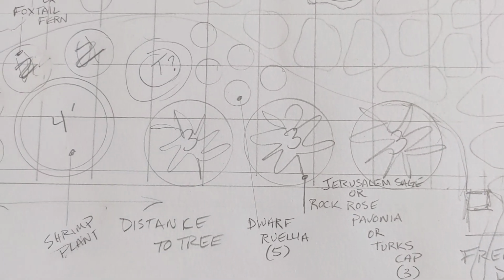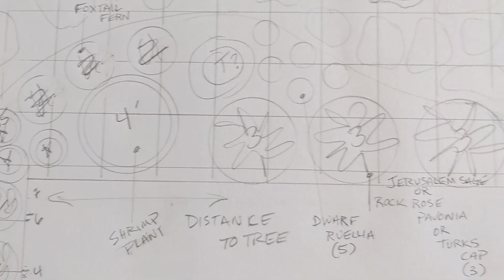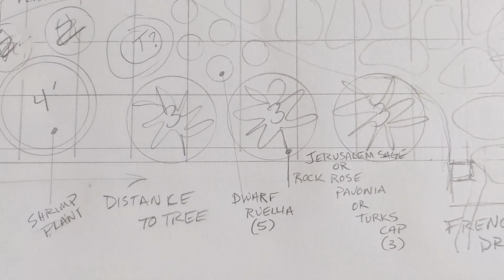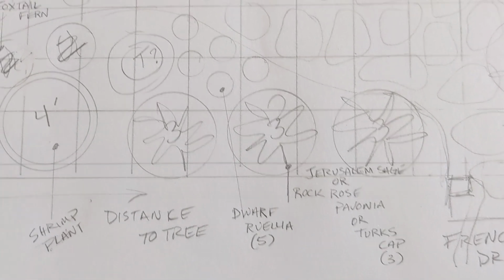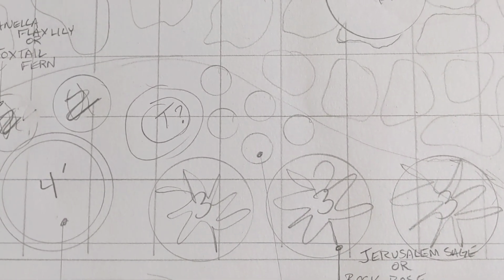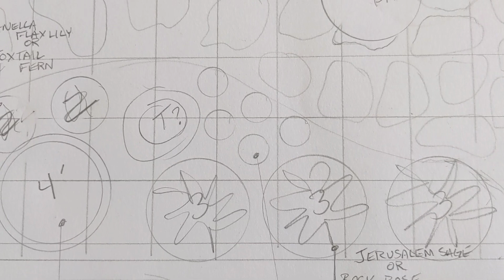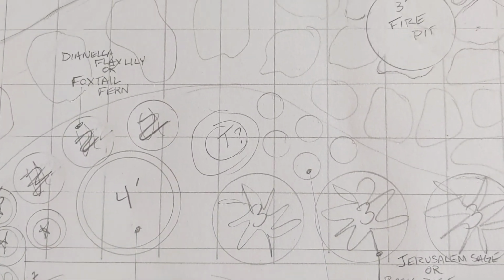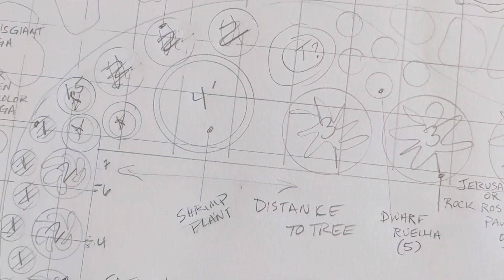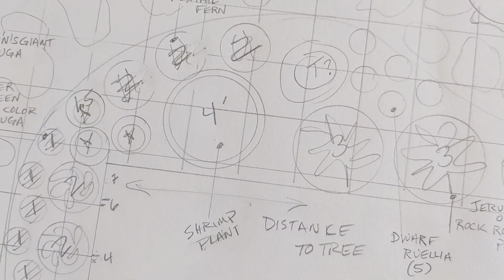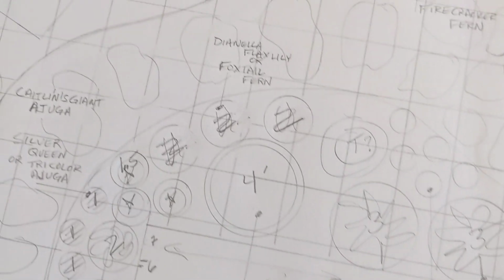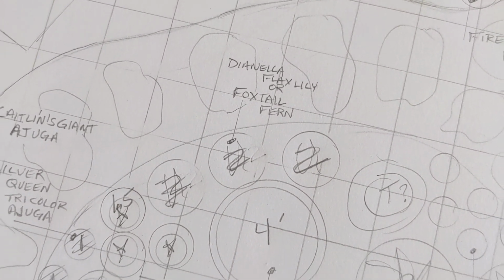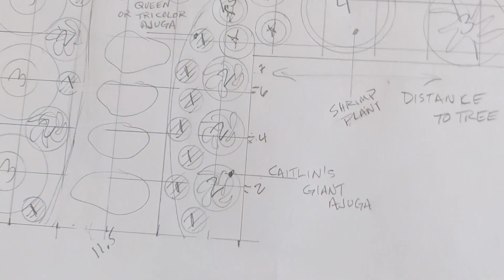But in this case, I've gotten more specific since it was such a small space, and this was what the client had requested and of course paid for, is to have something more detailed, and I wanted to give them options. In front of that, although I don't have those marked, that would be a 1. Those little 5 circles there would be a number 1. That's dwarf Ruellia. Now we have our tree, of course. Beyond that is a number 4. That means that's 4 feet wide. It's a shrimp plant I've marked. These are number 2s. Could be a Dianella, flax lily, or foxtail fern. These are all numbered as well.